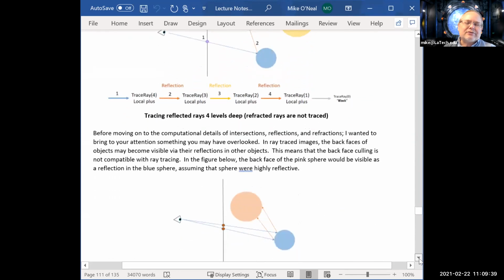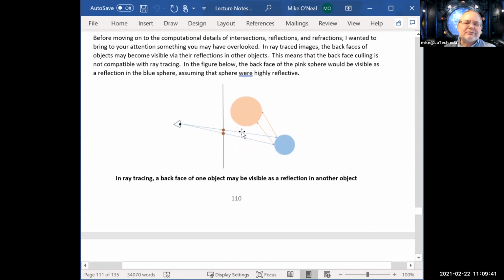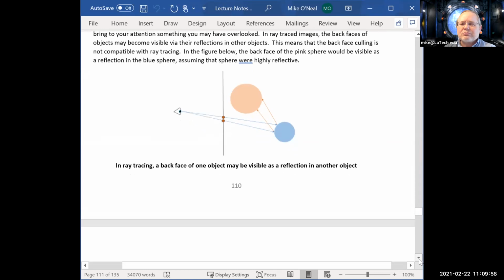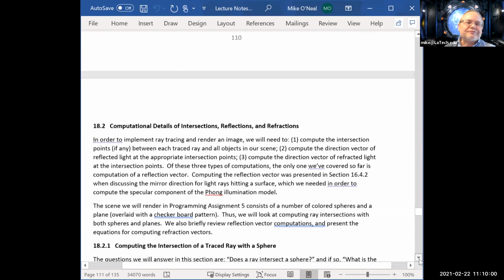We also made the very obvious point that you can't do backface removal or anything like that, because things can be reflective. You can see the back of something. You can see the back of one object in the front of another object. So backface removal is off the table.